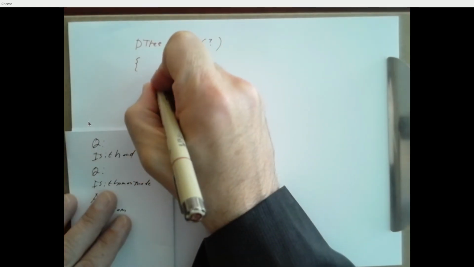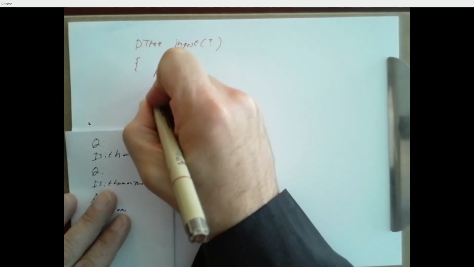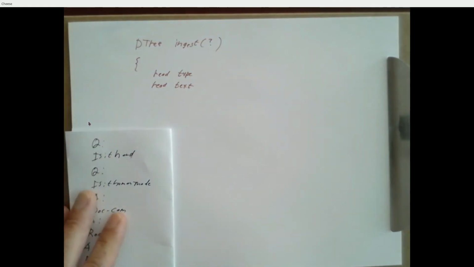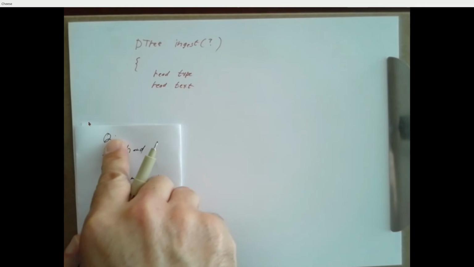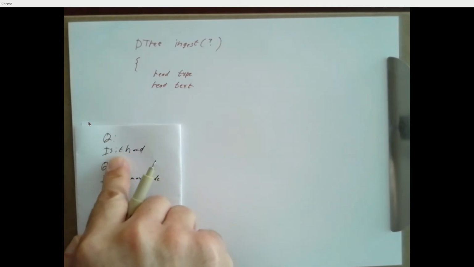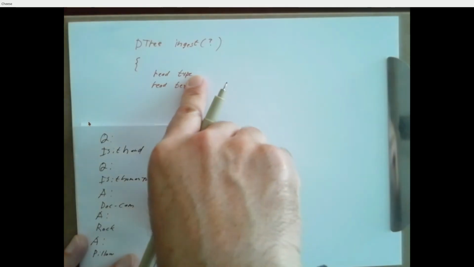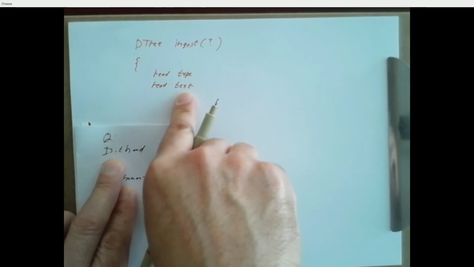So what does this do? Read the first two lines from the file. The first line is the type of information stored in the next line, which I'm calling text. So I'll read type. That's going to tell me I've got either a question or an answer, and then I'm going to read the actual text.